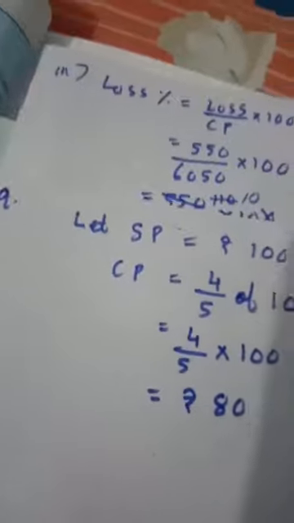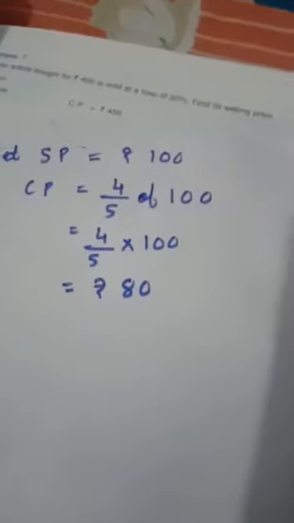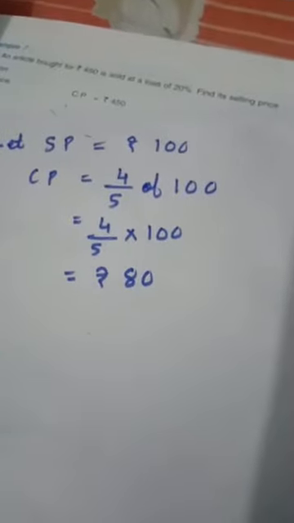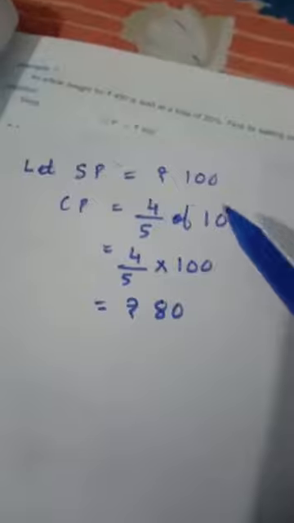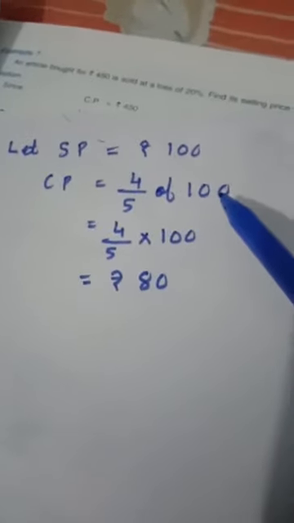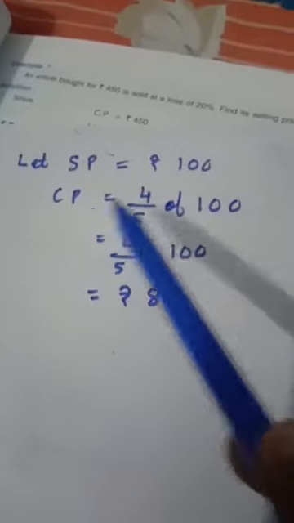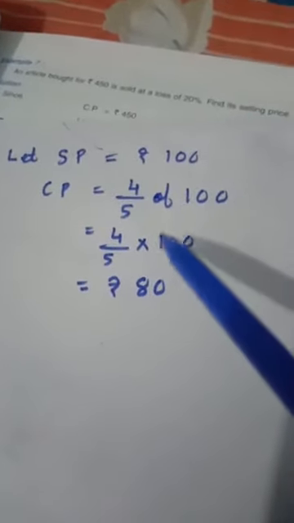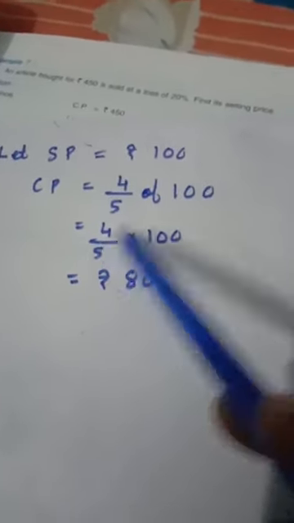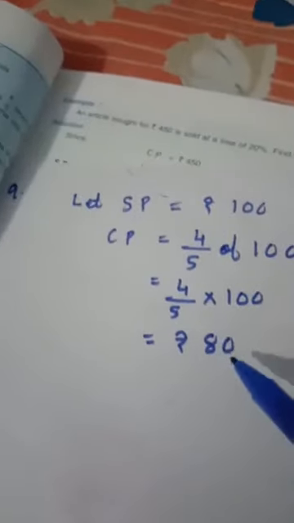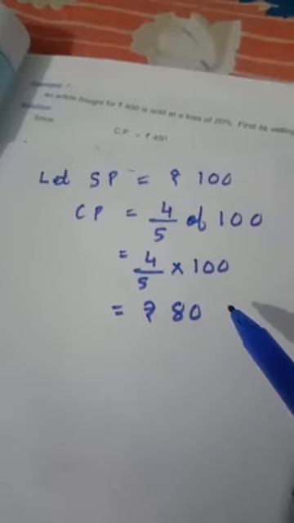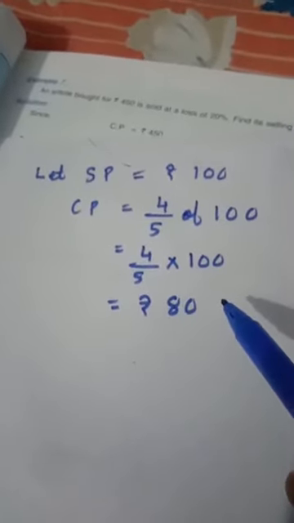We don't know the selling price, but it is given that the cost price is 4 by 5 times its selling price. Since we don't know the selling price, let it be 100. Then CP is 4 by 5 times 100, which means 4 by 5 into 100. 5 into 20 is 100, and 4 twenties are 80. So CP is 80 and selling price is 100.